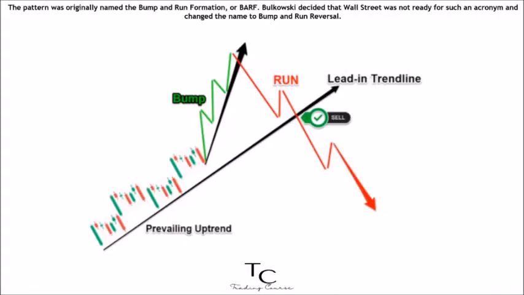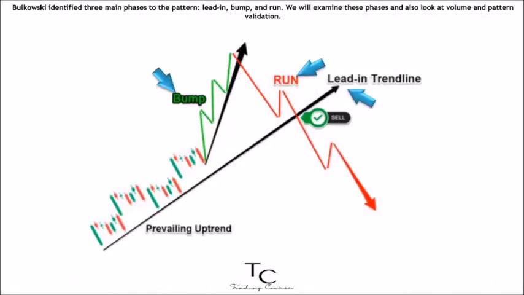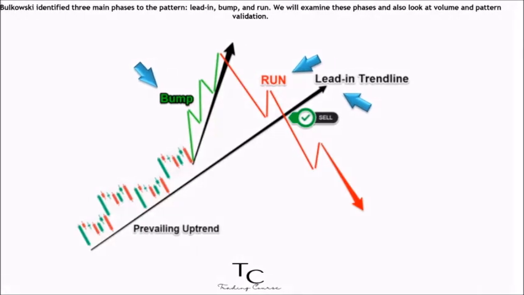The pattern was originally named the Bump and Run Formation, or BARF. Bulkowski decided that Wall Street was not ready for such an acronym and changed the name to Bump and Run Reversal. Bulkowski identified 3 main phases to the pattern: lead in, bump, and run. We will examine these phases and also look at volume and pattern validation.